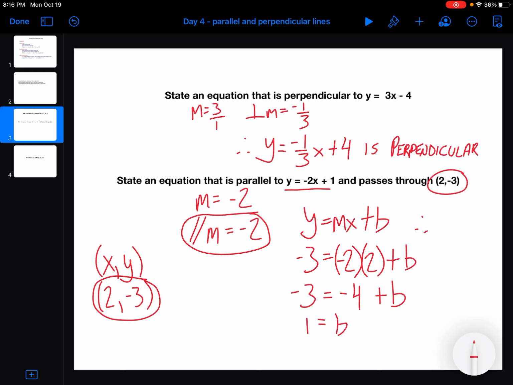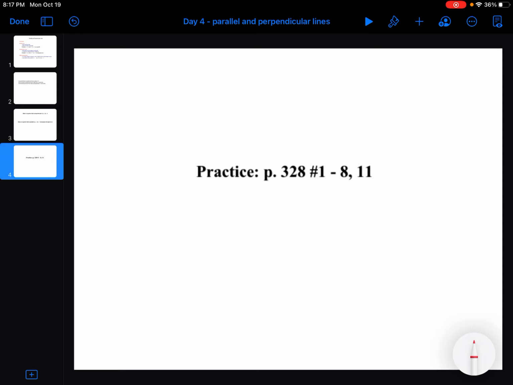Therefore, now we've got our b value. We've got our slope. y equals negative 2x plus 1 is the equation. Okay, and we're going to work on that more in a little bit. Here are a couple of questions for this.